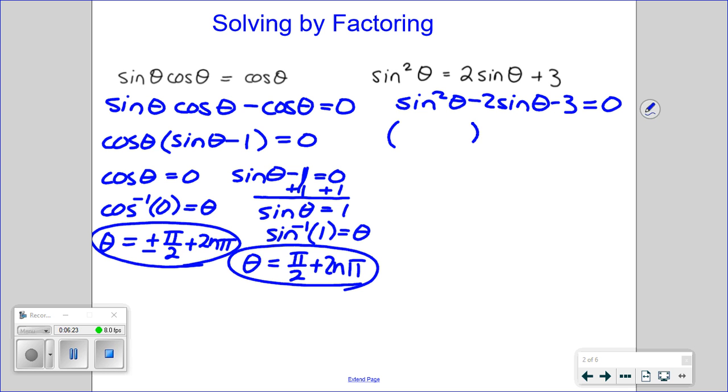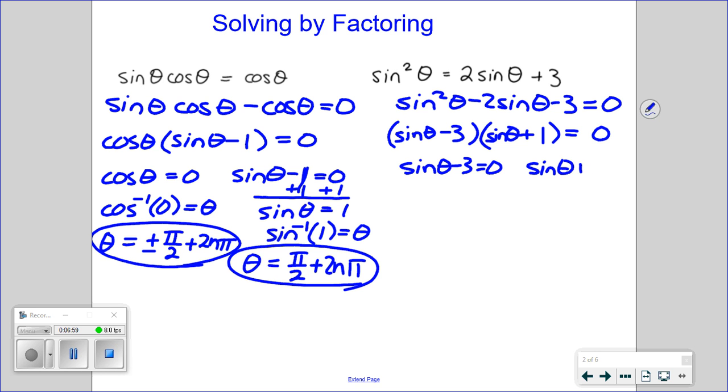So we break it up into 2 factors. Instead of each factor starting with x, like if we were solving a quadratic equation, each factor is going to start with sine theta. All right, and then we're going to think factors of -3 that add to -2, and so that would be -3 and positive 1. And then we will set each factor equal to 0, and we'll solve each equation separately.